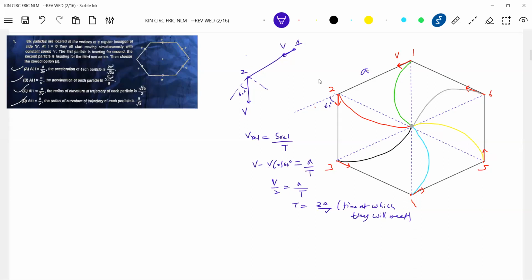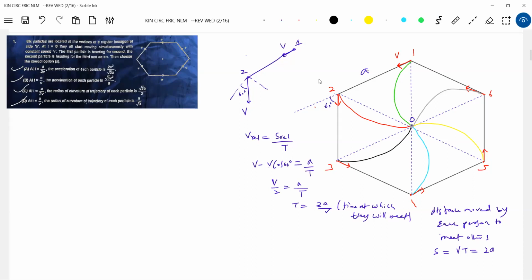If they ask you further, what is the distance? What is the path length? Distance moved by each person to meet the others. So S is equal to V into T, so this should be equal to 2A. Each person will move a distance 2A from the initial point to the center O, center of the hexagon. I think everyone knows this basic background concept.